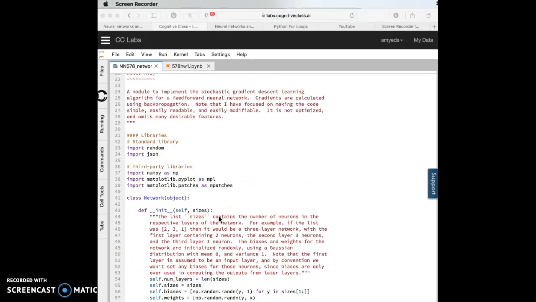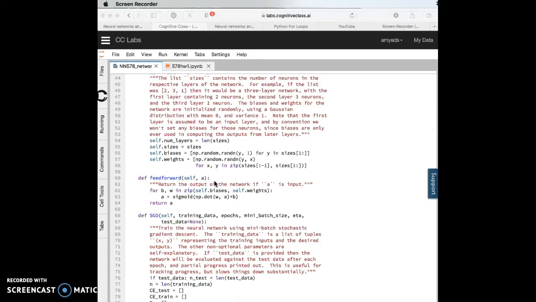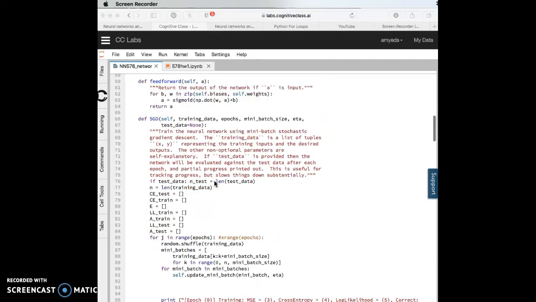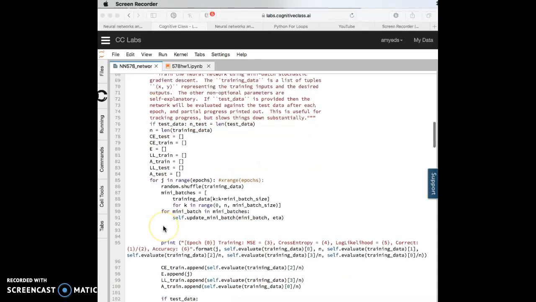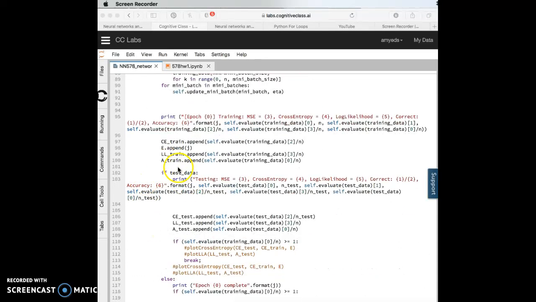First part of the project was just to edit this NN578 network.py file in order to add some things in. This SGD definition, we wanted it to be able to return a list of interesting notations like the MSE, the cross entropy, log likelihood, the number of correct, and the accuracy. So as you can see, they're printing out here. They're printing out for the training data as well as for the test data.